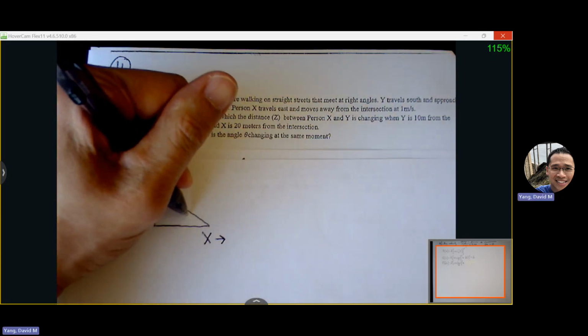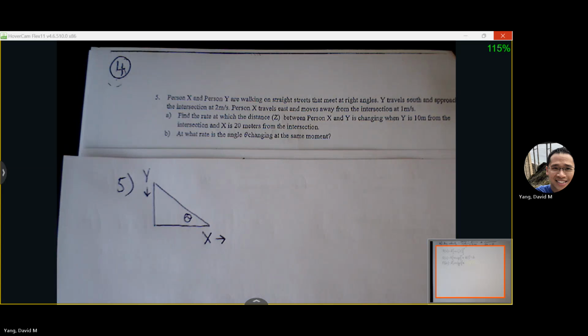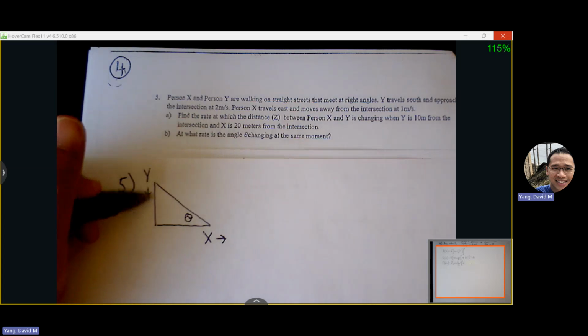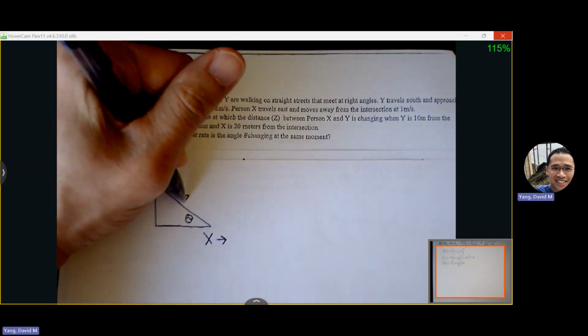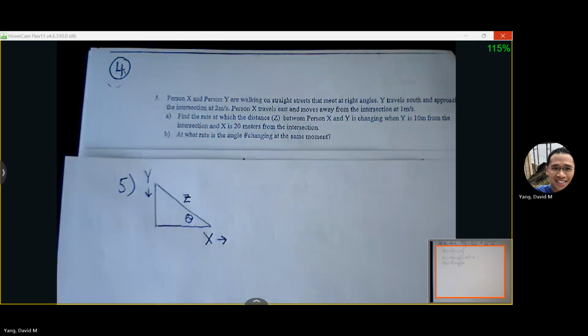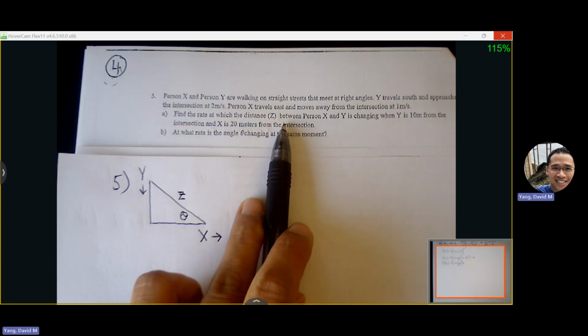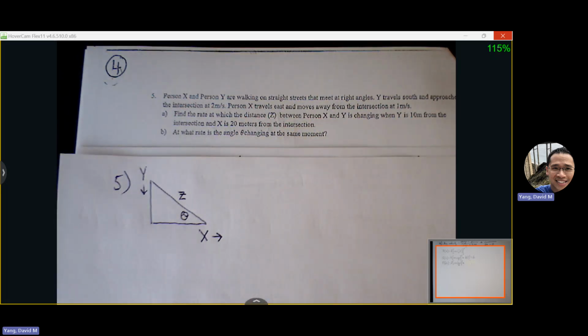Eventually, we're going to have to figure out the rate of change of theta, but that's where theta is. So we'll let this represent our Y. Horizontal will be our X, and then our hypotenuse will be our Z. So part A is going to be a familiar related rates problem, Pythagorean theorem. Find the rate at which the distance Z between person X and Y is changing when Y is 10 meters from the intersection and X is 20 meters from the intersection. So Pythagorean theorem.